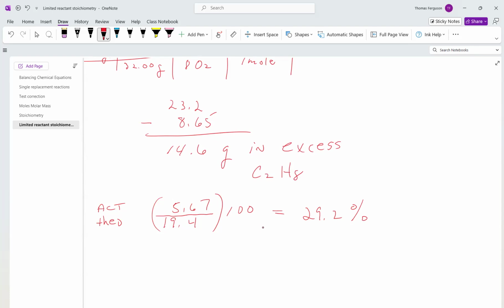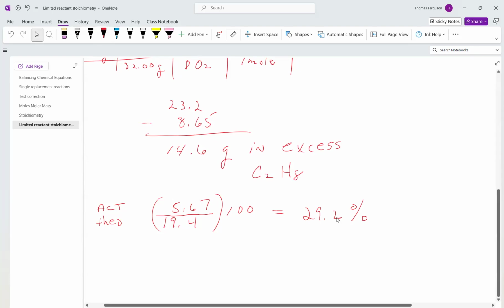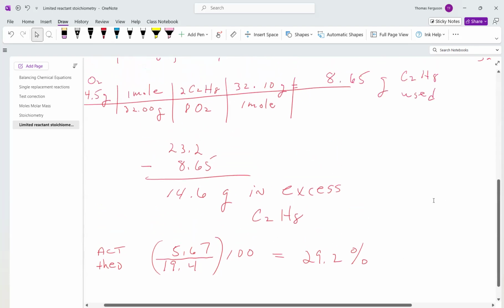Now, if you do the wet lab, you're going to be looking at a percent yield, and this is exactly what you're going to be doing. You're doing a theoretical calculation first, and then you can actually weigh what you got. And from that, you can calculate the percent yield.